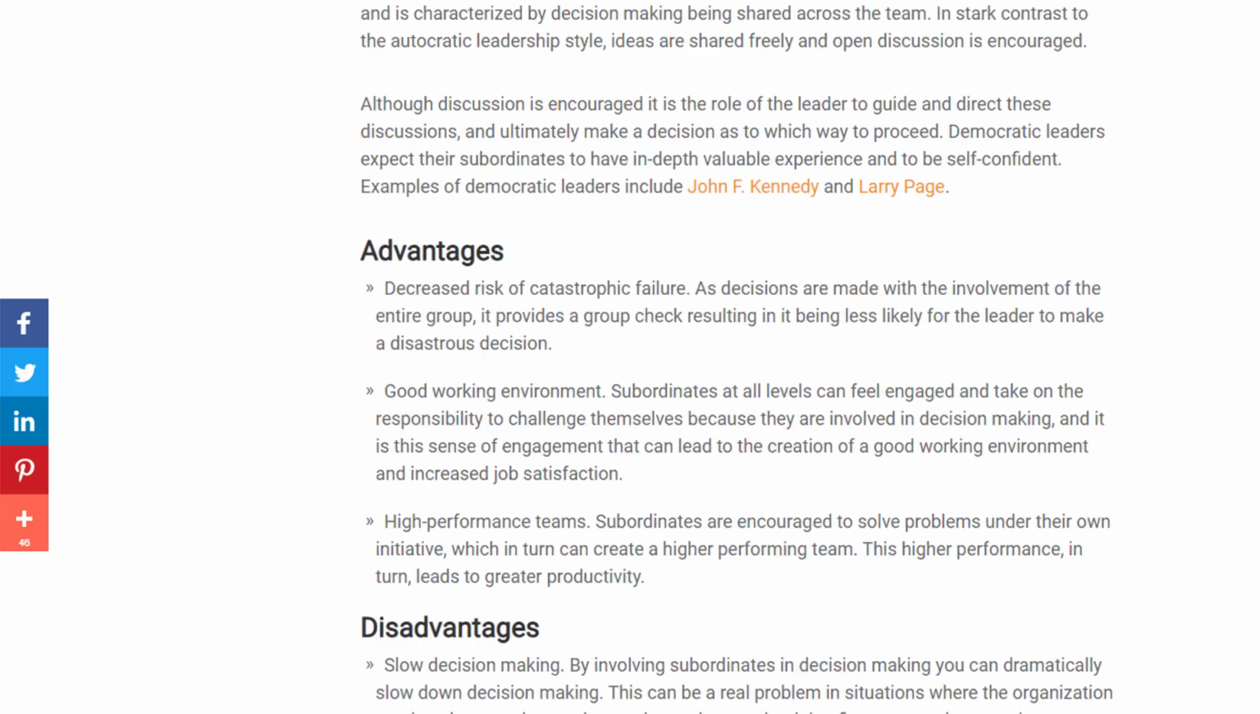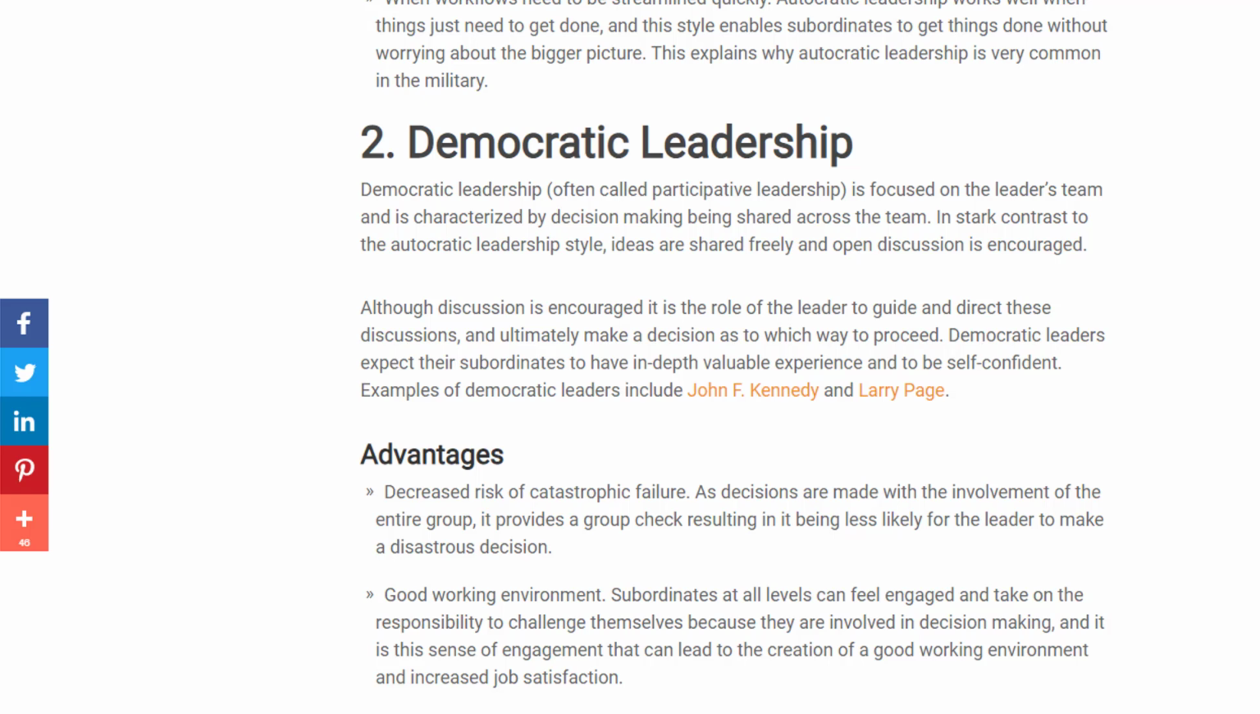There's a team. So a key takeaway to understand from the democratic leadership style is that the decision-making process involves a team, the leader and his or her subordinates, but ultimately the leader is the one who makes the decision with the input of the team. So the team might have their views, their opinions, but the leader is the one who makes the ultimate decision.